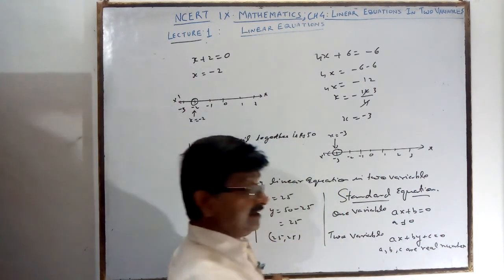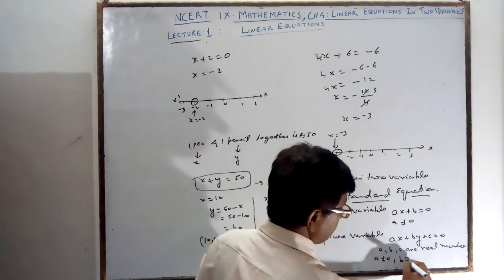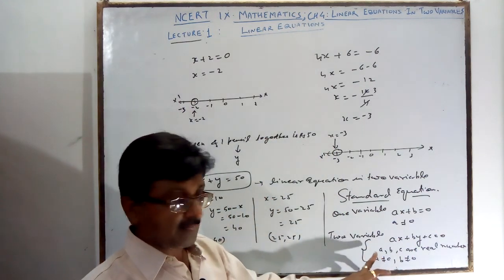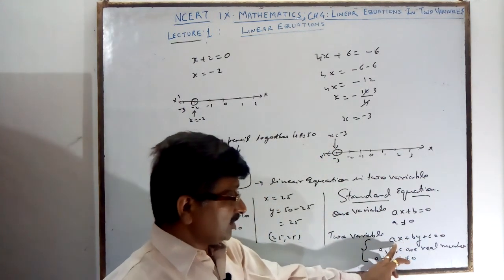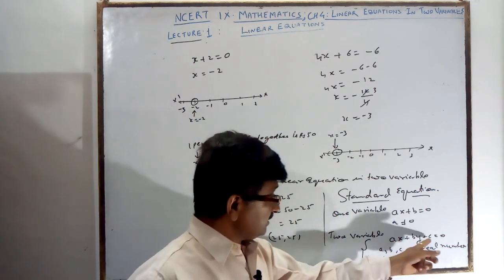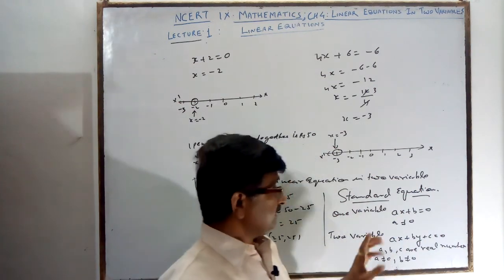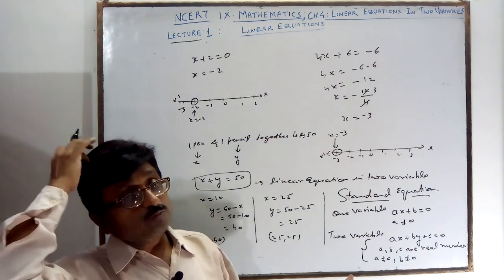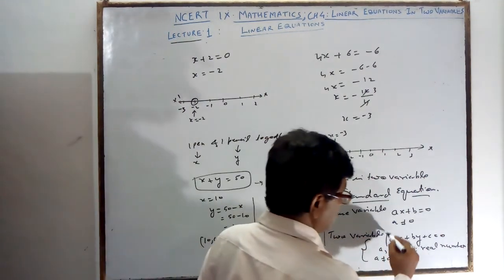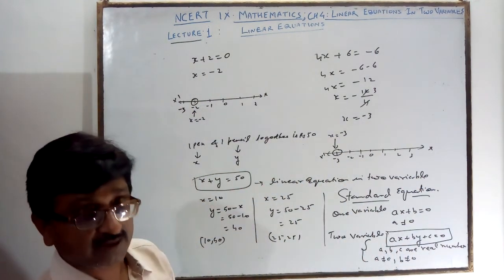Where a, b, c are real numbers, but a is not equal to 0 and b is not equal to 0. It is your standard form. If a is 0, then x will not be there; if b is 0, then y will not be there; and if c is 0, no problem. But a and b are never 0. If either is 0, then it is not two variables, it becomes a one-variable equation. So it is the standard form of a linear equation in two variables, where x and y both are present.